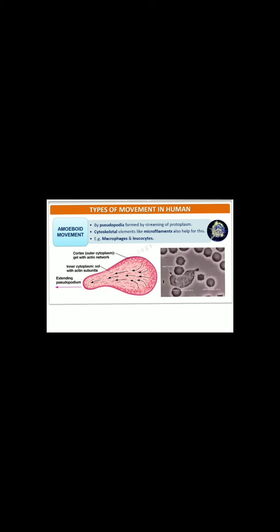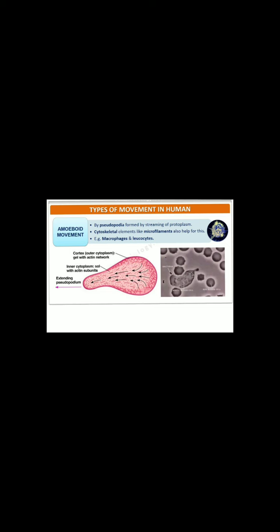Among them, first is amoeboid movement. Here you'll find pseudopodia formed by streaming of protoplasm. Pseudopodia are the false feet of amoeba. Leukocytes are also an example where amoeboid movement is seen. As the pseudopodium extends, the protoplasm moves and changes shape continuously, and hence such movement is called amoeboid movement.